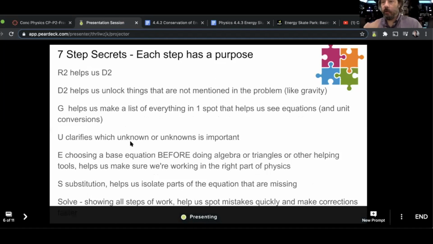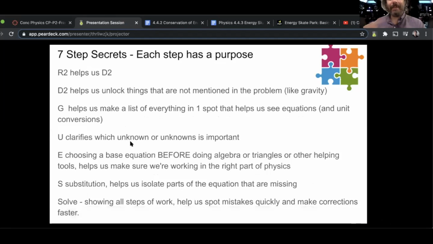Let's talk about some secrets. Because I think we're at a point now where we say these things in the beginning, but you don't get it because you haven't gotten stuck. A lot of these will make sense now because you've done enough problems where you're like, I don't know what to do.